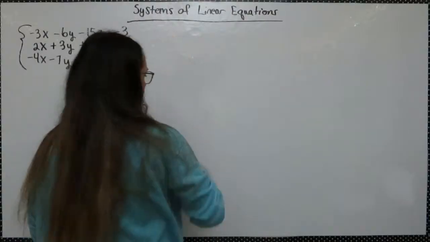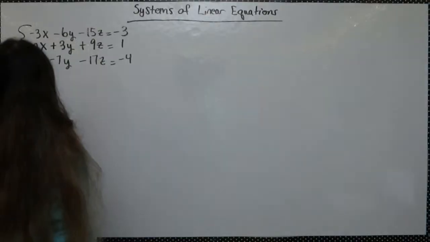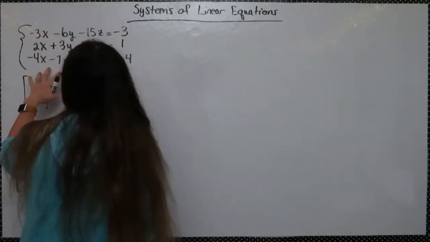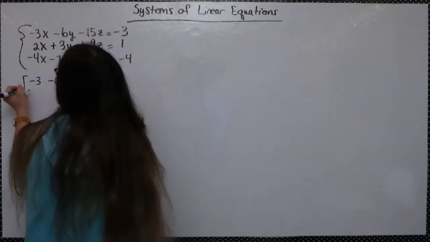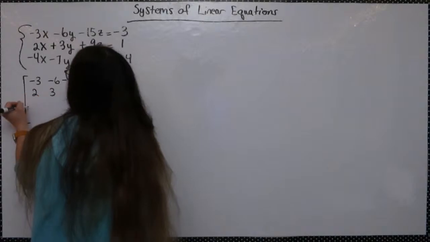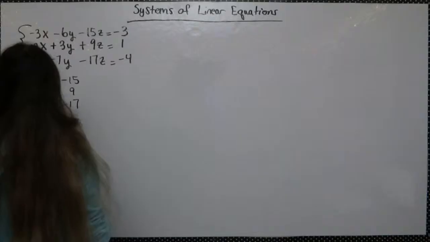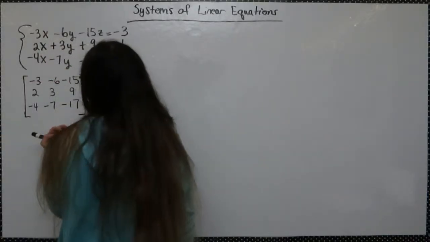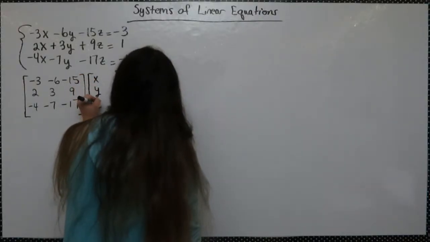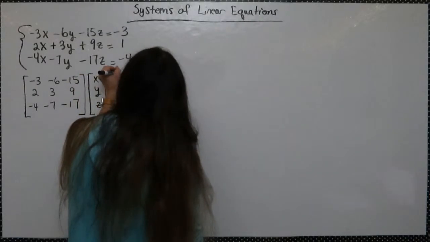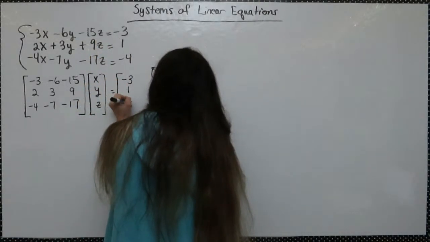All right. So the very first thing I'm going to do is split up my matrices that way. I'm going to start by listing my coefficients. We've got -3, -6, -15, 2, 3, 9, -4, -7, -17. Perfect. I'm going to try and make it a little bit smaller today. And then I'm going to multiply that by my matrix of variables, x, y, z, and it's going to equal just the constants. So we've got -3, 1, -4.